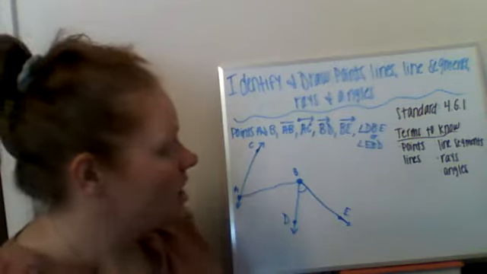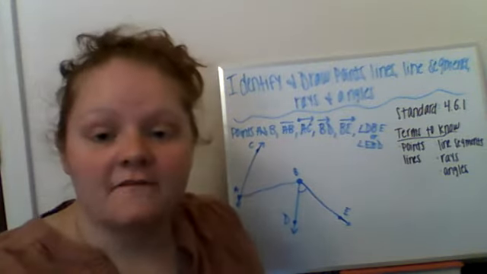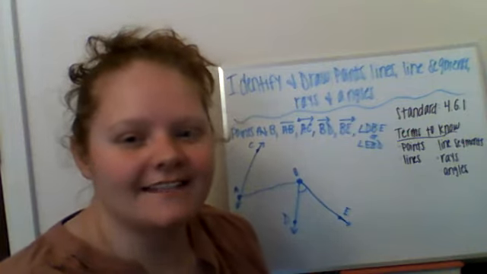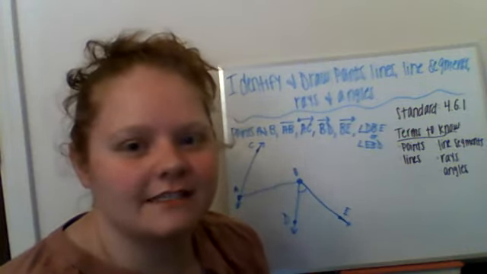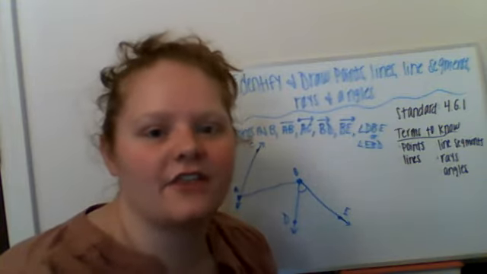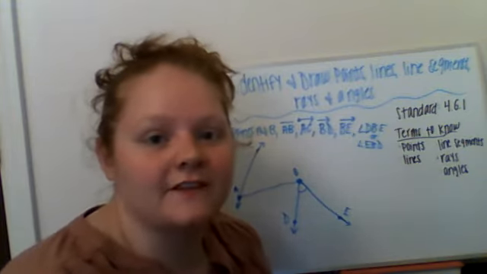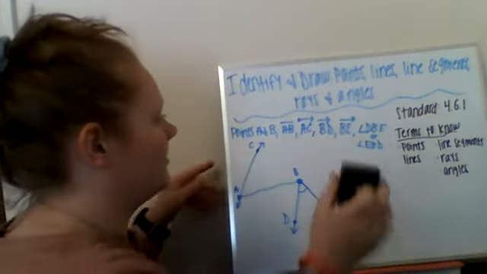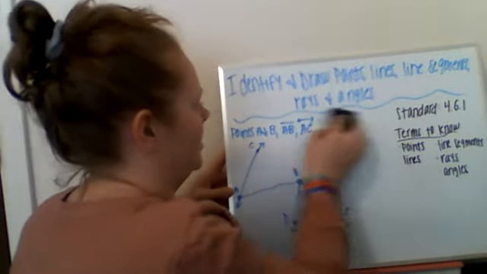All right? So this was the first half of the standard, being able to draw points, lines, line segments, rays, and angles. Now let's look at the second part of the standard, being able to identify these specific things in a familiar figure. So I'm going to erase my board.